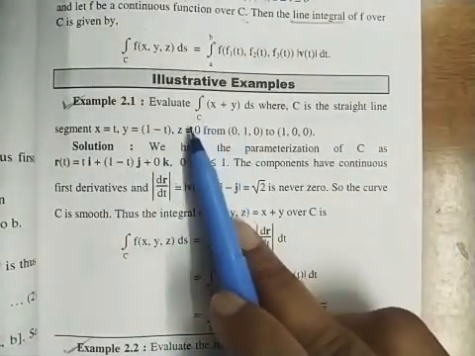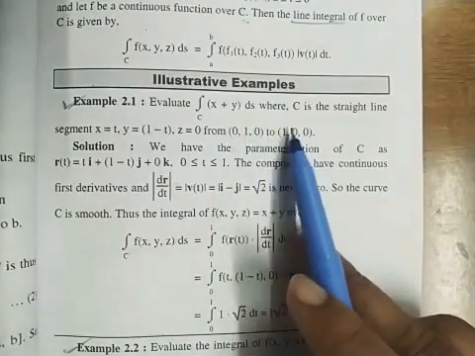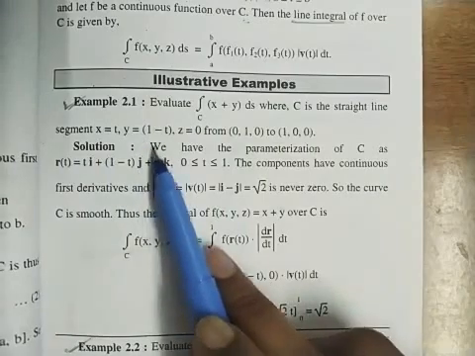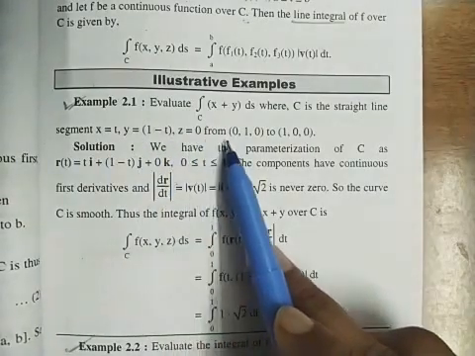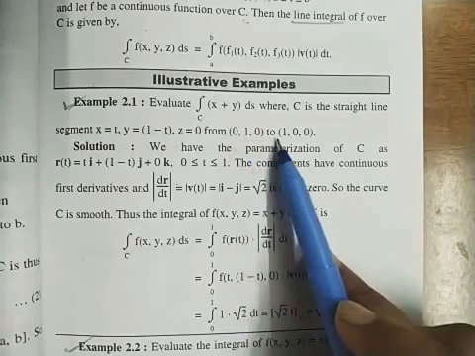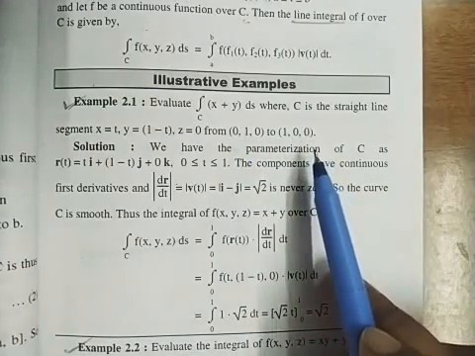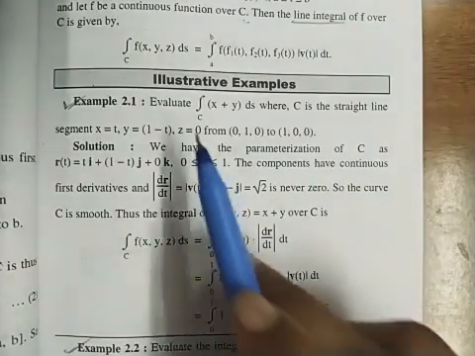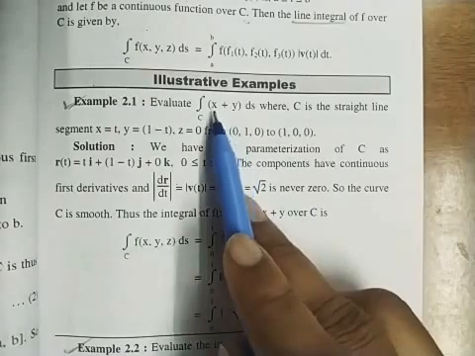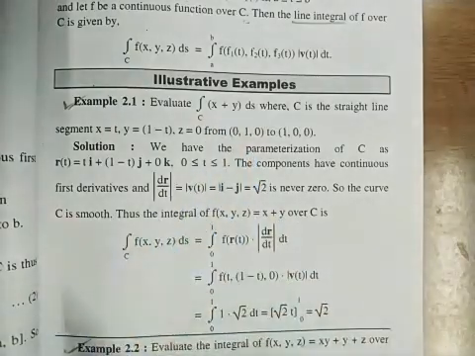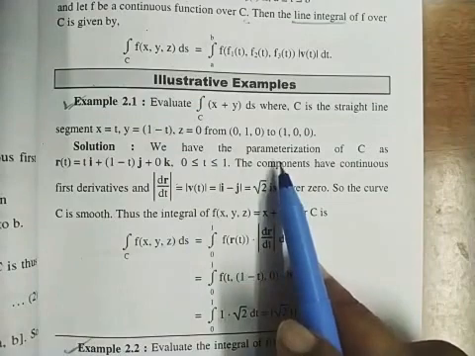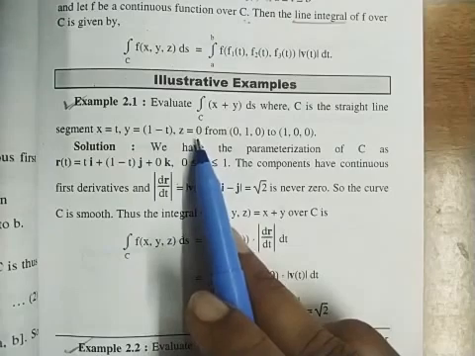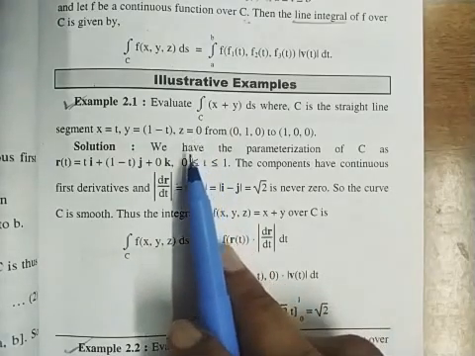Evaluate the integral over C of (x + y) ds, where C is the straight line segment x = t, y = 1 - t, z = 0, from the point (0, 1, 0) to (1, 0, 0). Okay, now here what is the function? Here the function f(x, y, z) is x + y. Now from x = t, y = 1 - t, z = 0, we write the equation for r(t), for the curve.